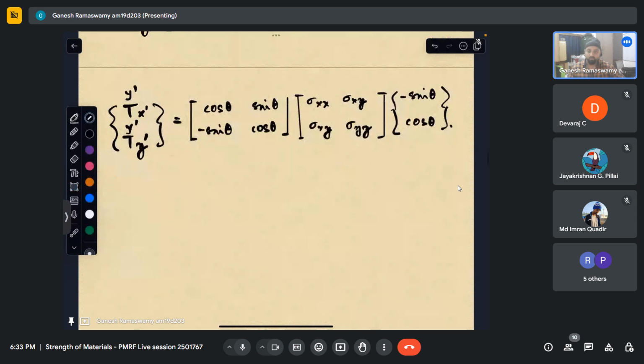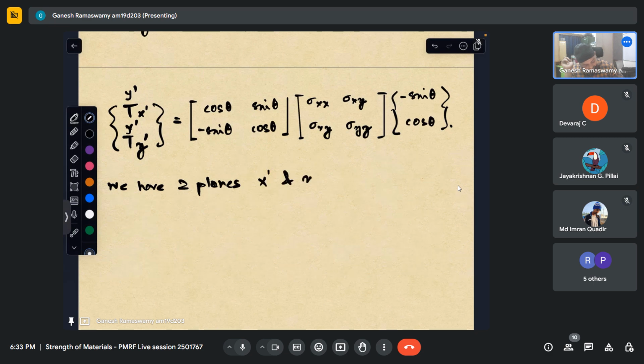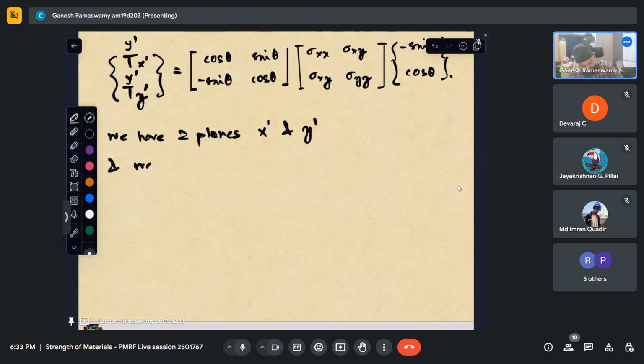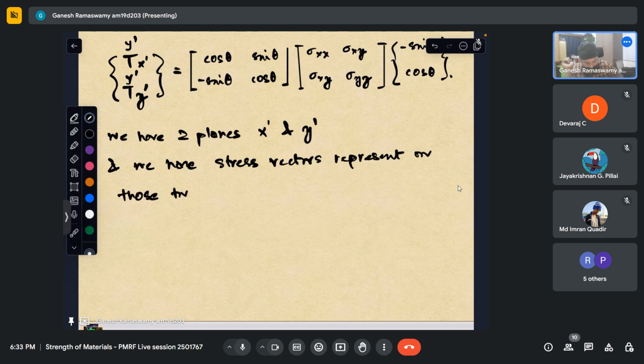So what we have got now is two planes, x prime and y prime, and we have stress vectors represented on those two planes in the x prime, y prime coordinate system.